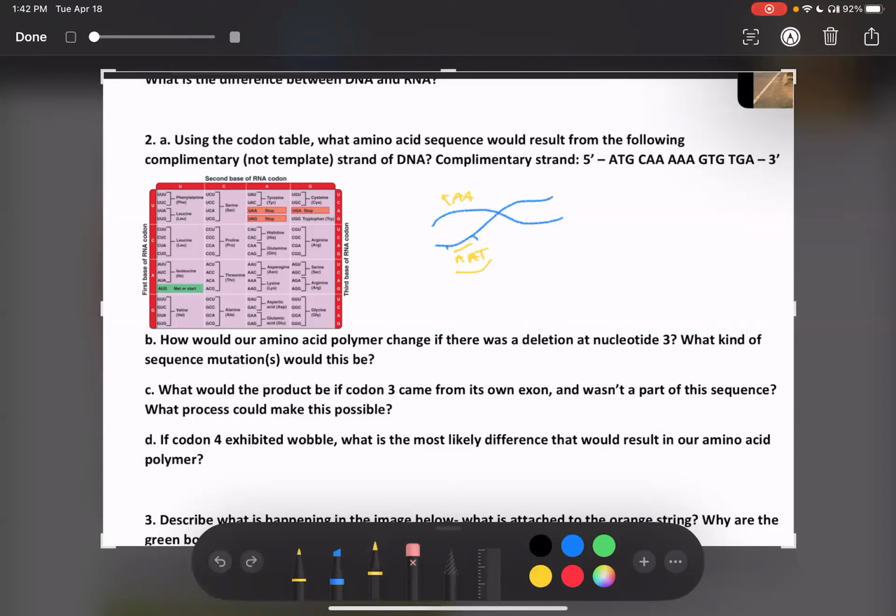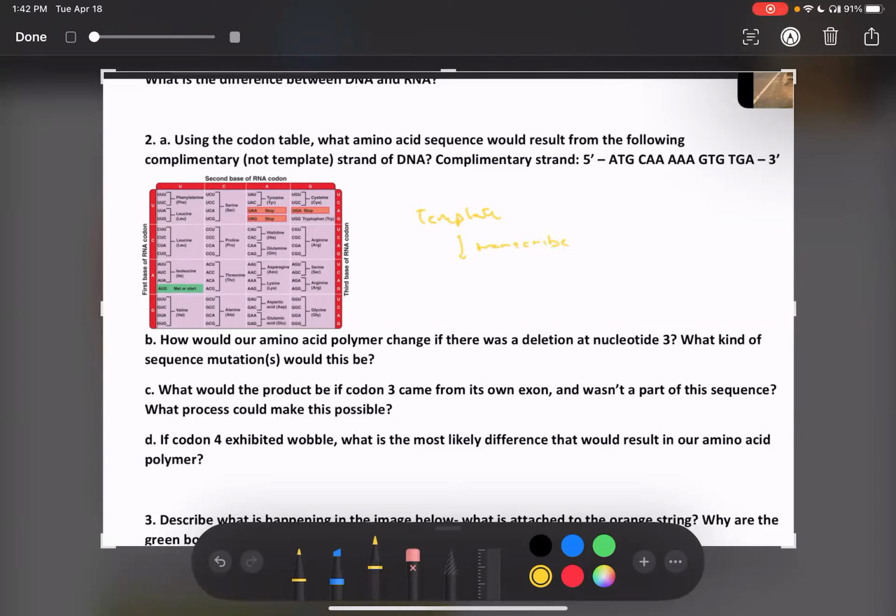So the question is asking, if we wanted to make such an amino acid sequence, we're given this complementary strand of DNA. And so we're going to use a template strand of DNA, and we're going to translate it. Or no, excuse me, we're going to transcribe it. Forgive me, and I will say something about that in just a second.